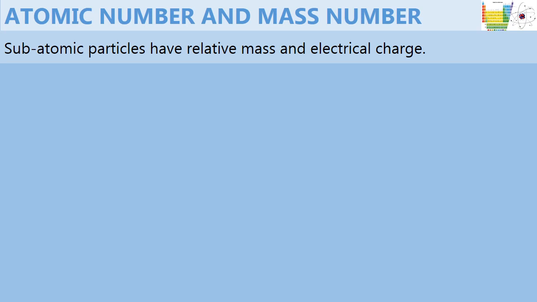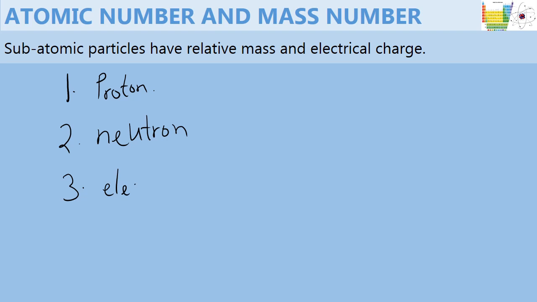Atomic number and mass number. So far, you've learnt about subatomic particles. Can you name them? Good. The first one is a proton. The second is a neutron. The third is an electron. These are the three subatomic particles that we are required to learn for now.